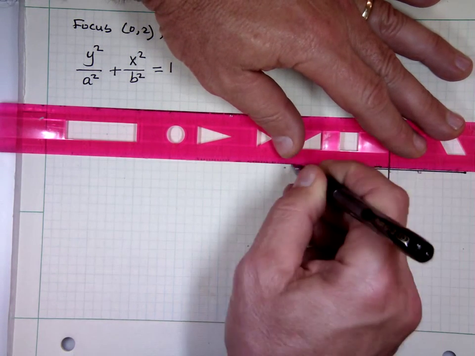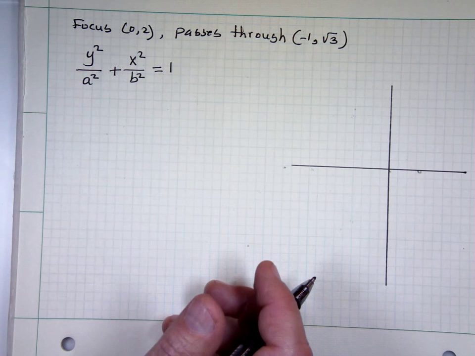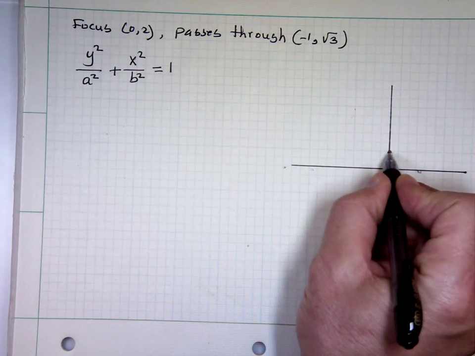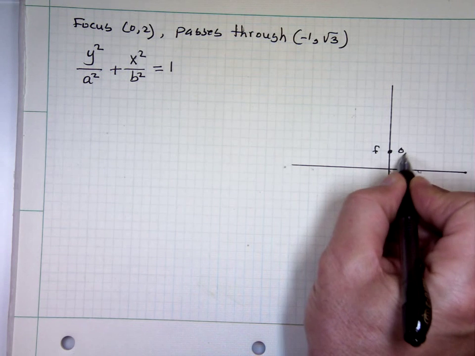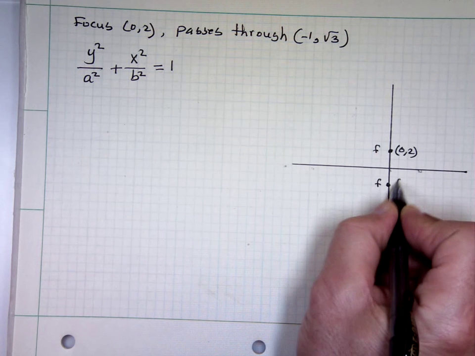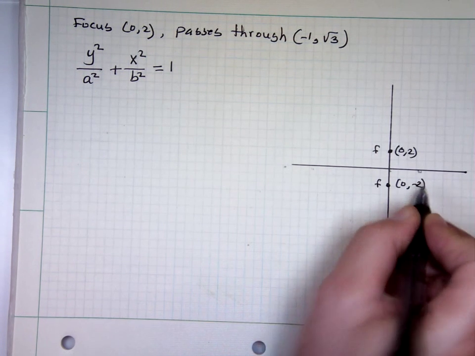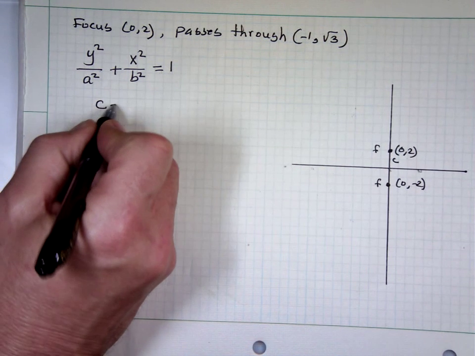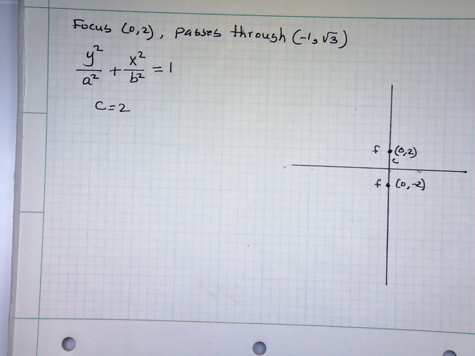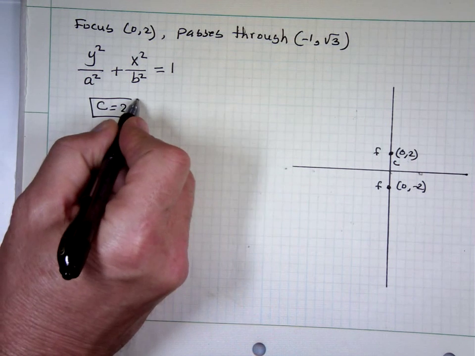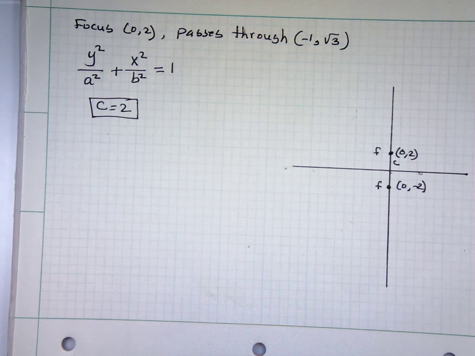We know actually that the focal point, one of them is 0, 2. That's where the focal point is, right here. That means there's another one down here, 0, negative 2. The distance from here to there is called C. So I know now C equals 2. That's all I know so far. And we know it passes through negative 1 and root 3.